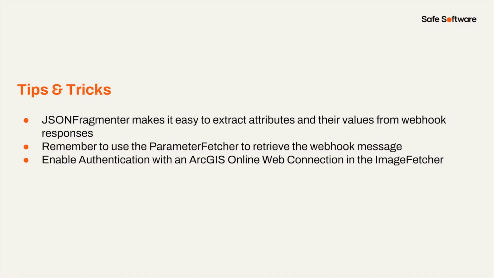So some of the tips and tricks that we were just showing off there in our workspace is that we can use the JSON fragmenter to easily take that JSON message and extract attributes and their values. It's also important to remember that you need to use that parameter fetcher to actually retrieve the webhook message. Otherwise, it's not going to be available to your workspace. And if you are going to be using the image fetcher, we do need to authenticate it with an ArcGIS Online web connection. Otherwise, we won't be able to retrieve that image as a raster.